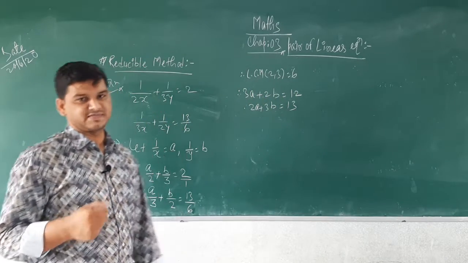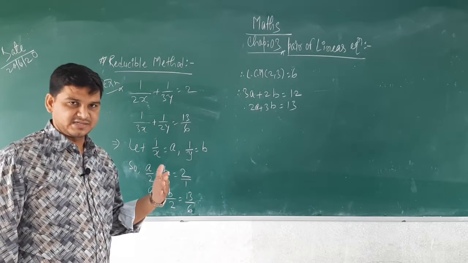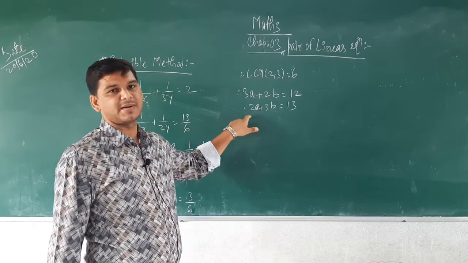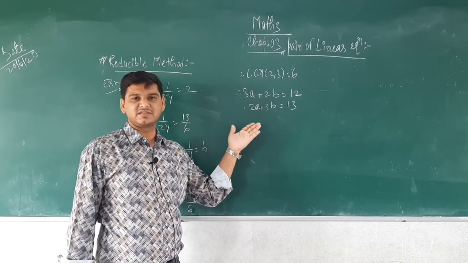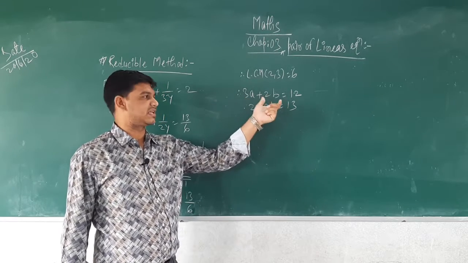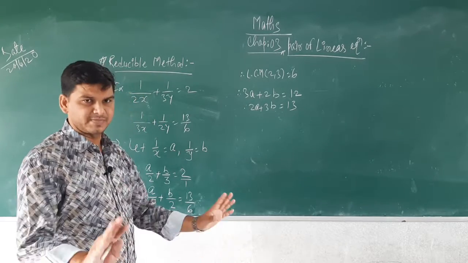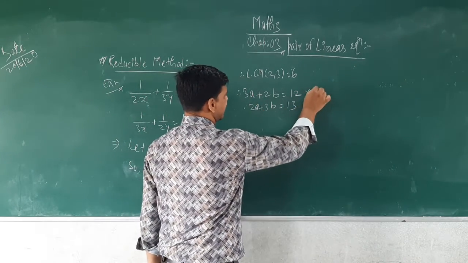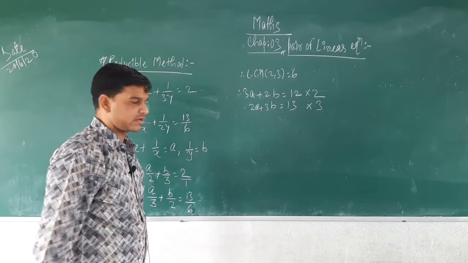Now, how can we solve these equations? We studied three methods in the previous class: cross multiplication, elimination, or substitution. Any of the three methods can be applied here, you apply any one method for solving this equation. The standard linear equations are 3a + 2b = 12 and 2a + 3b = 13. Let me take the elimination method. Here 3a is multiplied with 2, and 2a is multiplied with 3, by taking the elimination method.